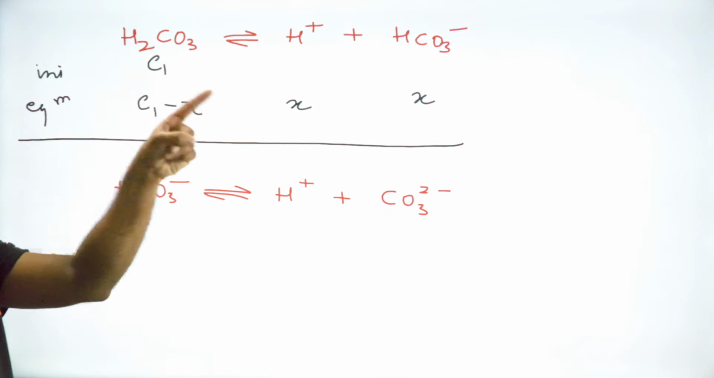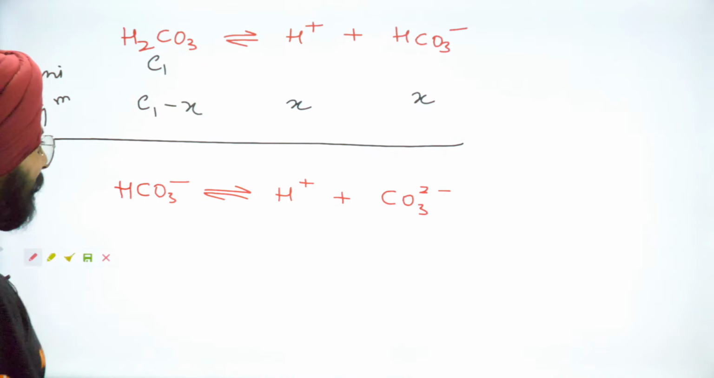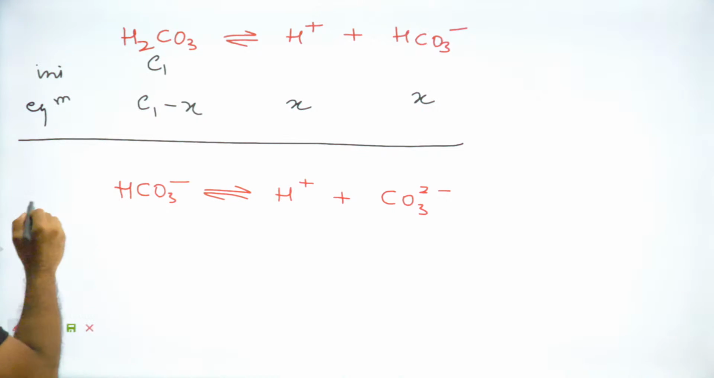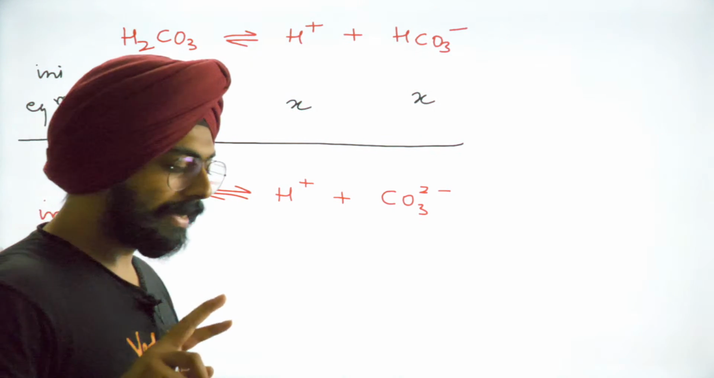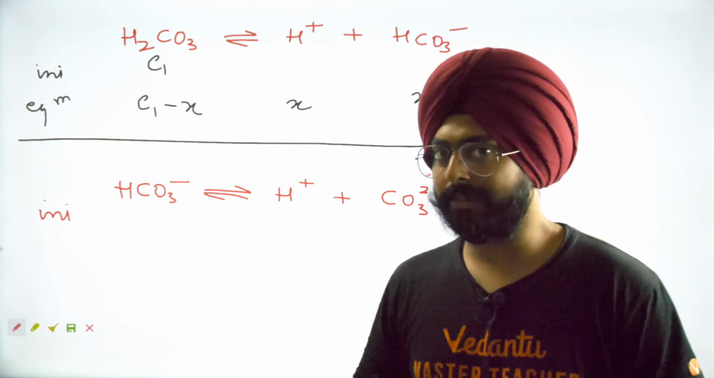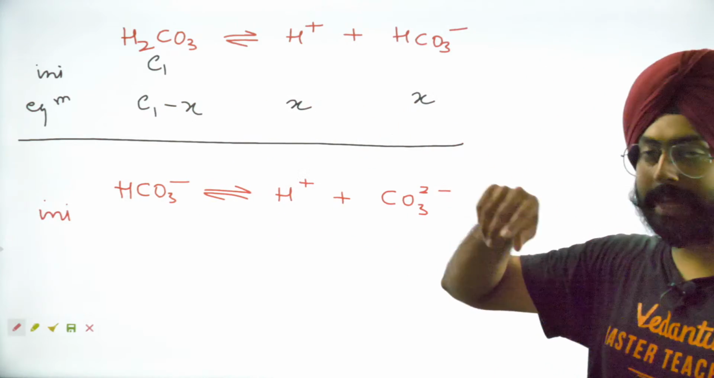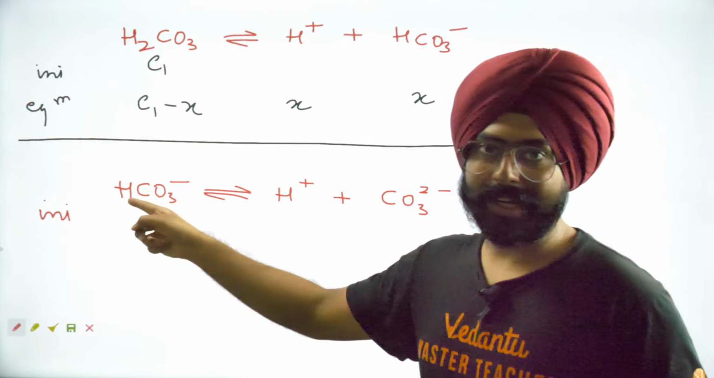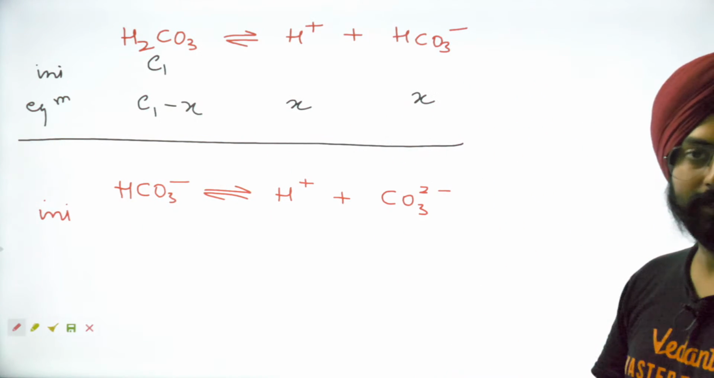Yes, these are the two reactions that are happening. Fine. Now, can you tell me what will be the initial concentration of HCO3 negative? All the HCO3 negative is being created by the first reaction. So the initial concentration of HCO3 negative is going to be X, isn't it?